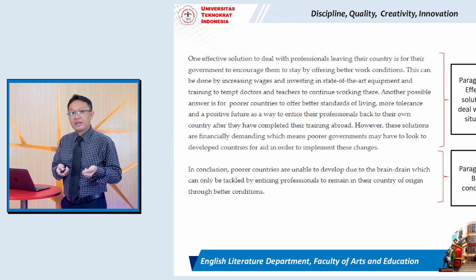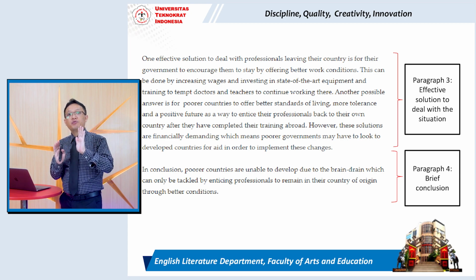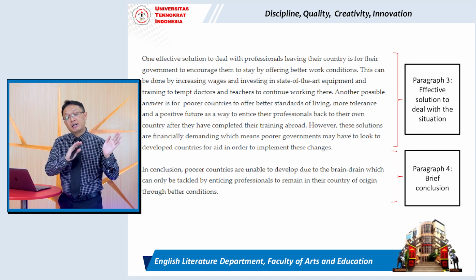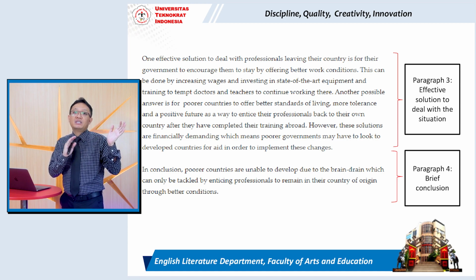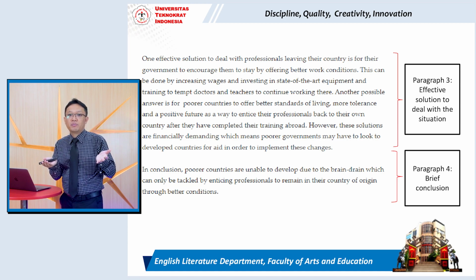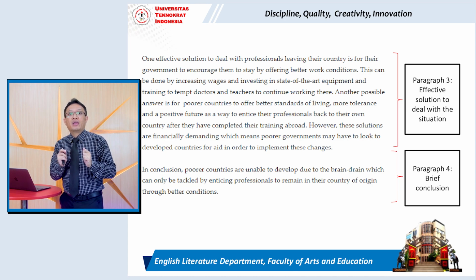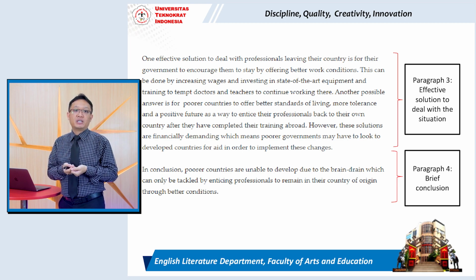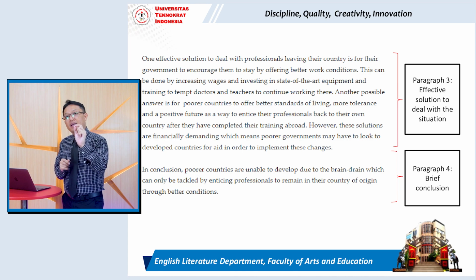All right, I hope you already get the point of this paragraph. Next, we move to paragraph 3. Here, you offer an effective solution to deal with the situation. So paragraph 3 is a response to what is the solution to these problems. Okay, now look at the screen. One effective solution to deal with professionals leaving their country is for their government to encourage them to stay by offering better work conditions. So this is the idea.